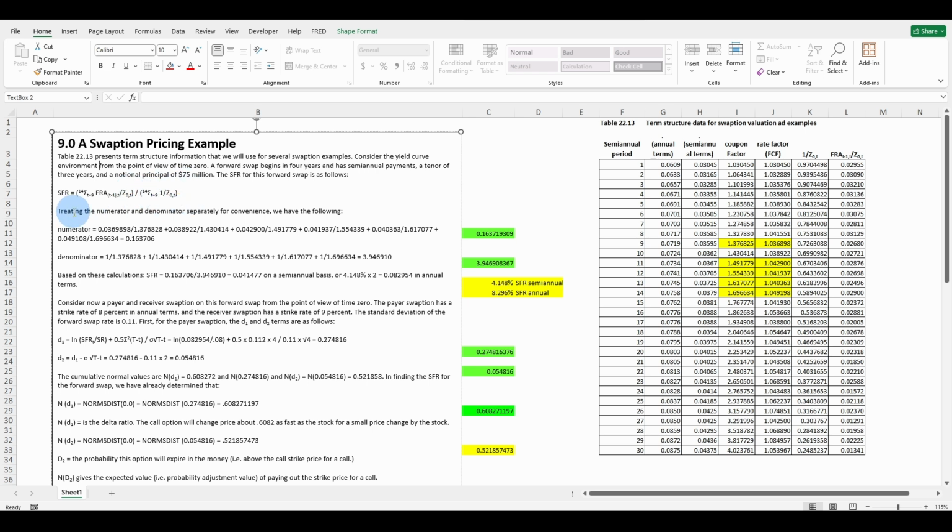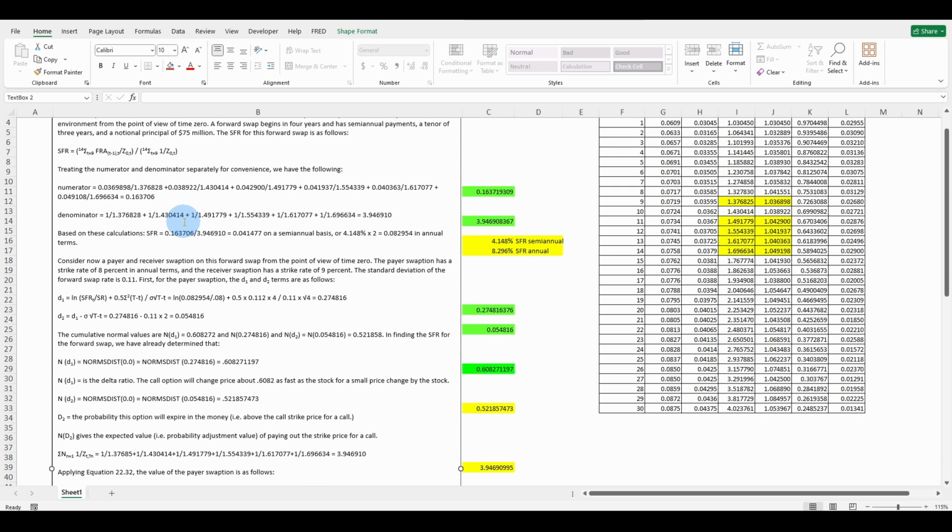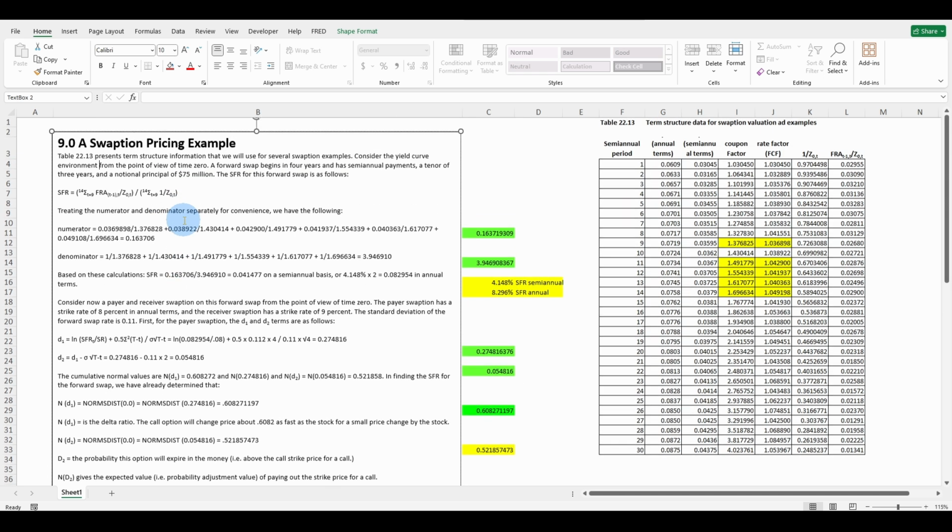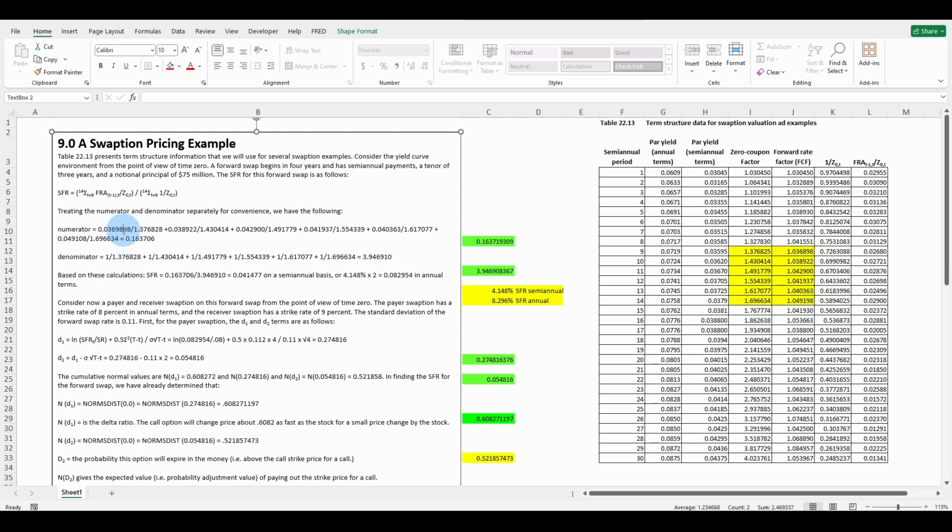What does this mean? Treating the numerator and denominator separately for convenience, we have the following. The numerator is going to equal 0.369898 right here, our forward rate. Divide that by our zero rate. Plus, and we're going to go from 9 to 14. This is our numerator. Got that?